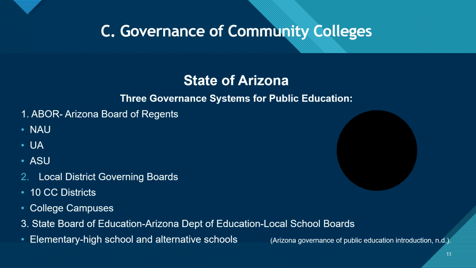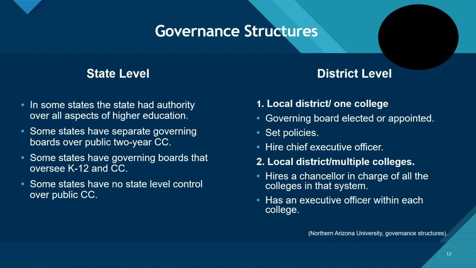Governance of community colleges. In the state of Arizona, there are 3 governance systems. For the universities, it's the Arizona Board of Regents. For the local community college, it's the local district governing boards. And for the lower elementary to high school, it's the State Board of Education. Governance structures tend to occur at state or local district levels.